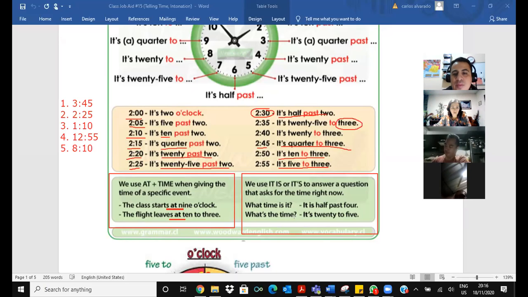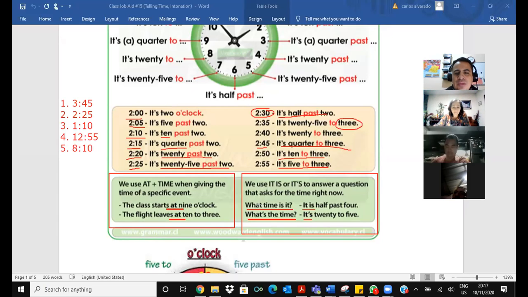Okay. Now, para preguntar la hora, okay, usamos it. What time is it? What's the time? Las dos preguntas son válidas. What time is it? Or what's the time? All right. Y después decimos, it is. It is 4:30. It is 5:20.